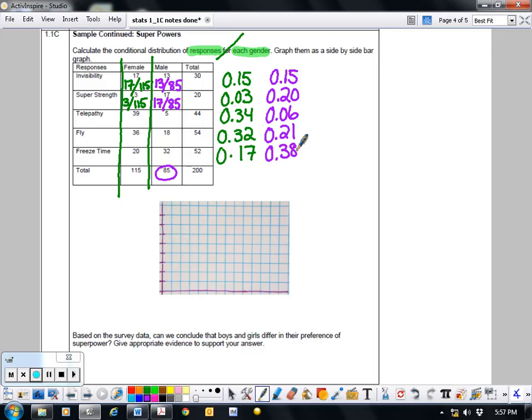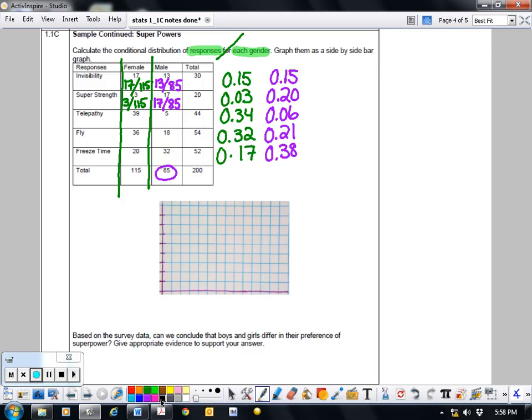Now, from here, we're going to do our side-by-side bar graph. It is up to us how we set this up, but if I'm trying to look at the differences between gender, the two bars I want side by side are the genders, not the superhero properties. If I wanted to analyze superhero properties for each superhero, then I'd have the superhero properties side by side, not the gender.